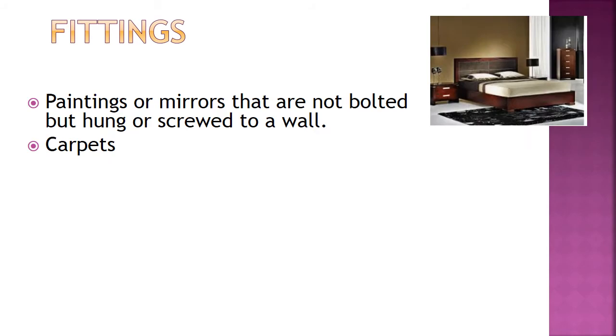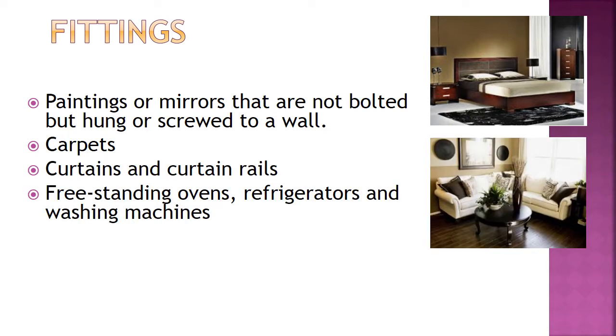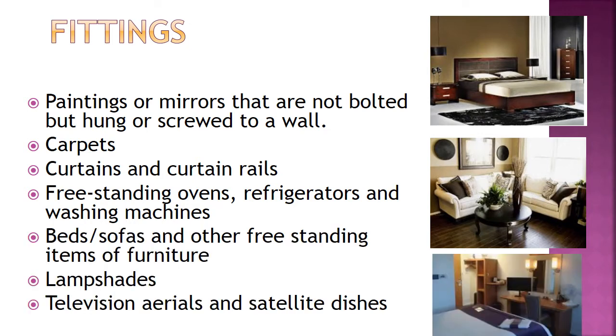Now we'll see a few items under fittings. Painting or mirror that are not bolted but hung or screwed to a wall, carpets, curtains and curtain rails, freestanding ovens, refrigerators and washing machines, bed, sofa and other freestanding items of furniture, lampshades, television aerials and satellite dish.